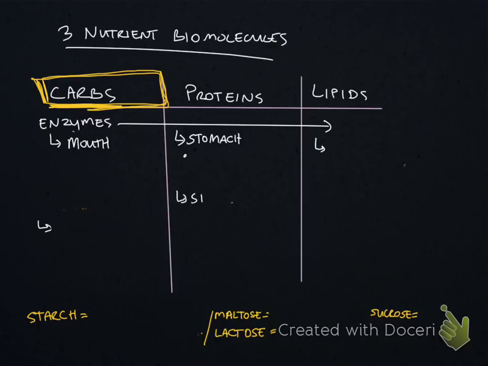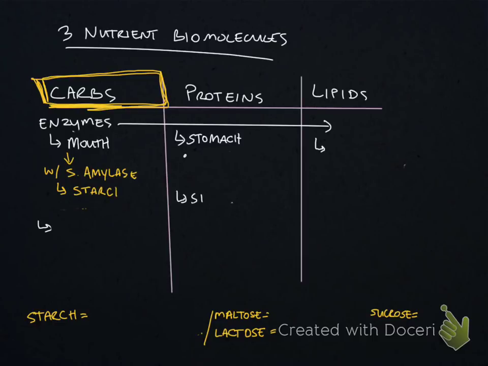Okay, so let's look at our 3 nutrient biomolecules. These 3 biomolecules are carbohydrates, proteins, and lipids. And to digest these, we need enzymes to gain nutrients from them. Carbohydrates, the enzymes that are first added in, come in the mouth, and that's with salivary amylase. And salivary amylase will begin to digest starch.